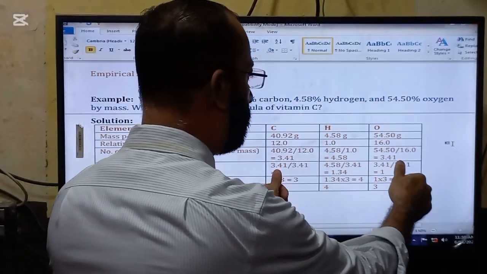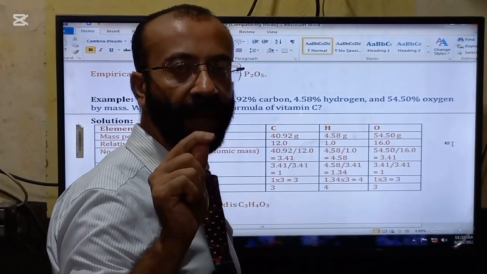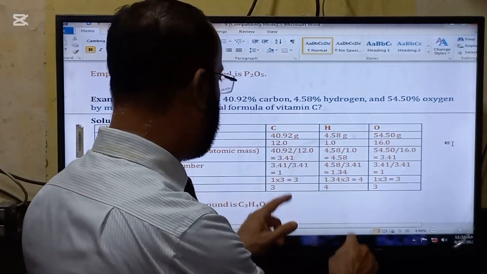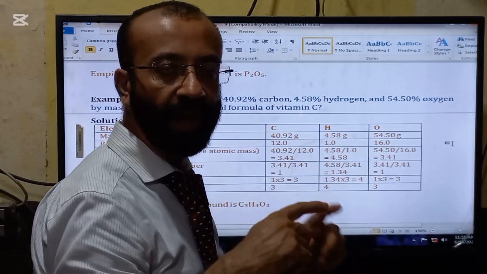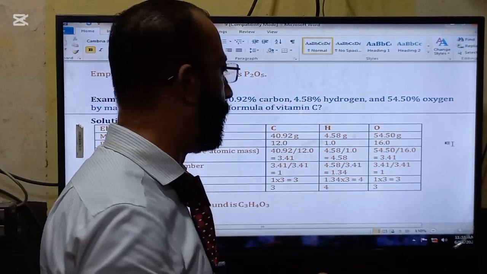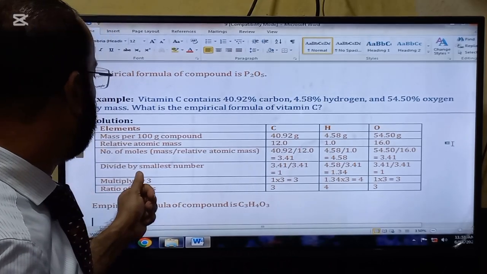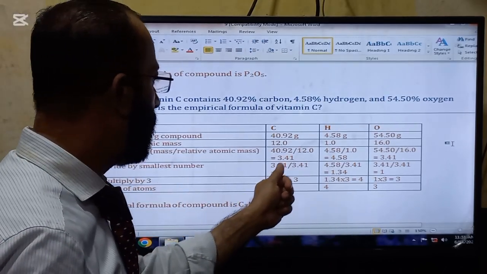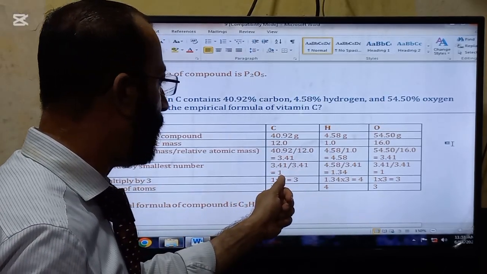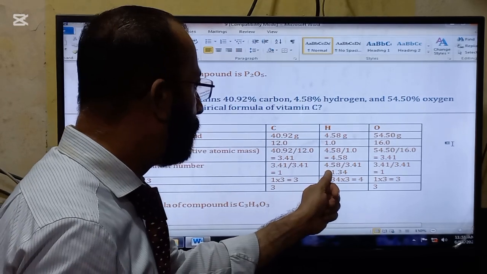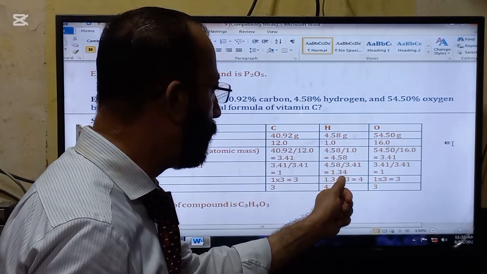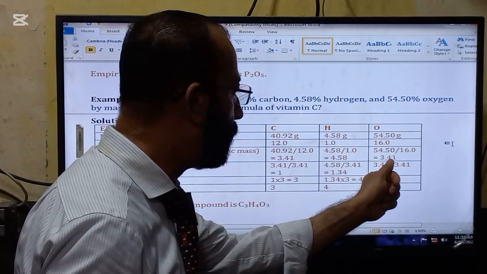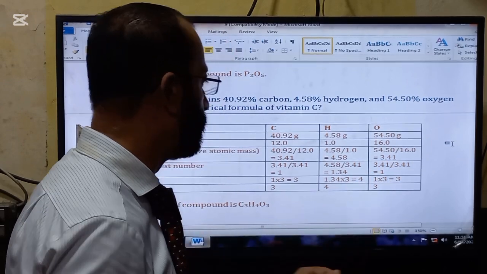So here are the three numbers now. Now we will select the smallest one. The smallest one is 3.41. So we will divide the three numbers by 3.41. Look now, divide by the smallest number. So 3.41 over 3.41 will be equal to 1. 4.58 over 3.41 will be equal to 1.34, and 3.41 over 3.41 will be equal to 1.